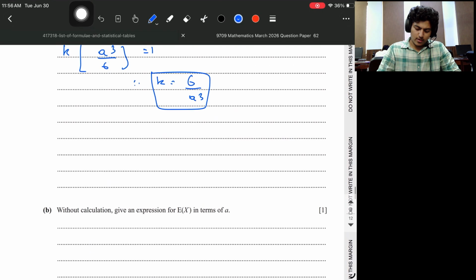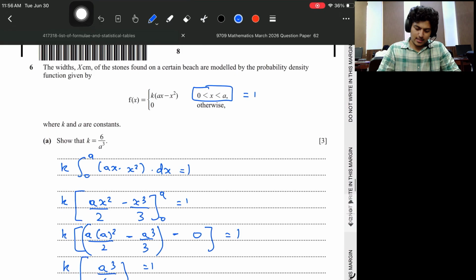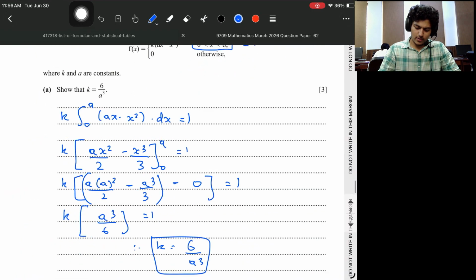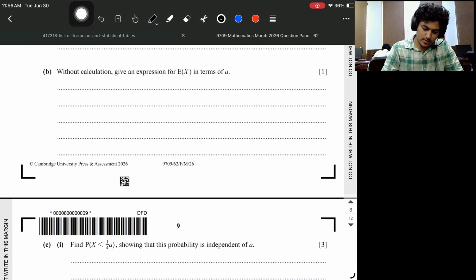Give an expression for the expected value of x in terms of a. So that is quite simple. Let me just explain this to you graphically so you'll understand.